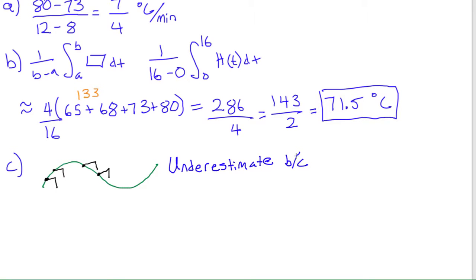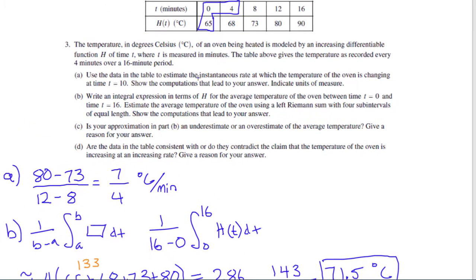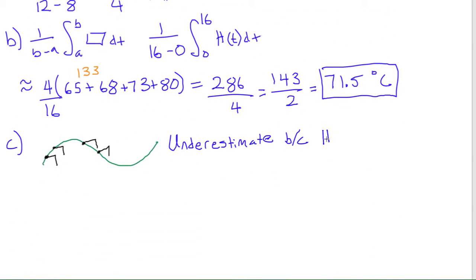because we'll say that h of t is strictly increasing. And usually part C is 2 points, one for saying it's an underestimate and one for saying the reason.